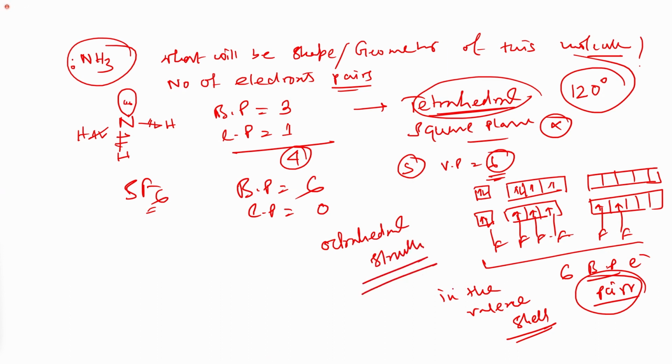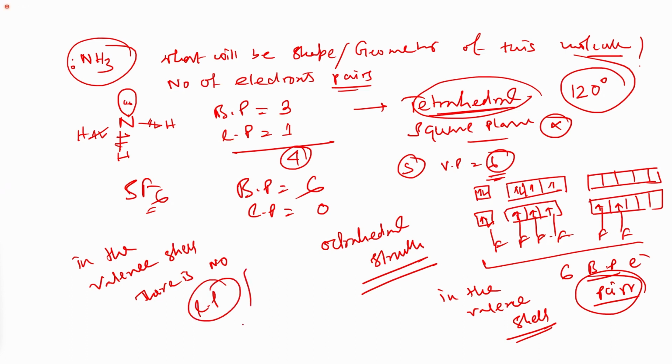If you see in the valence shell, there is no lone pair, only the bonded electron pairs are present. That's why lone pair equals 0 and bonded electron pair equals 6. So 6 means the structure will be octahedral.